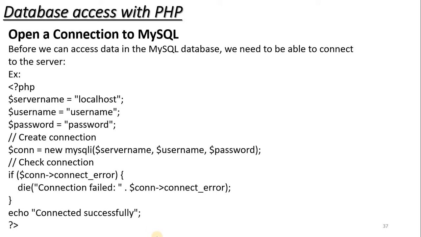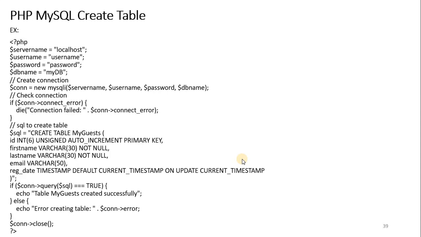So for opening a connection to the database, you need to have the database, where it is present, the username and the password, and this is how you are going to connect. $connection is a variable, and new is an operator, with server name, username and password. This is how you are going to open the connection to MySQL.